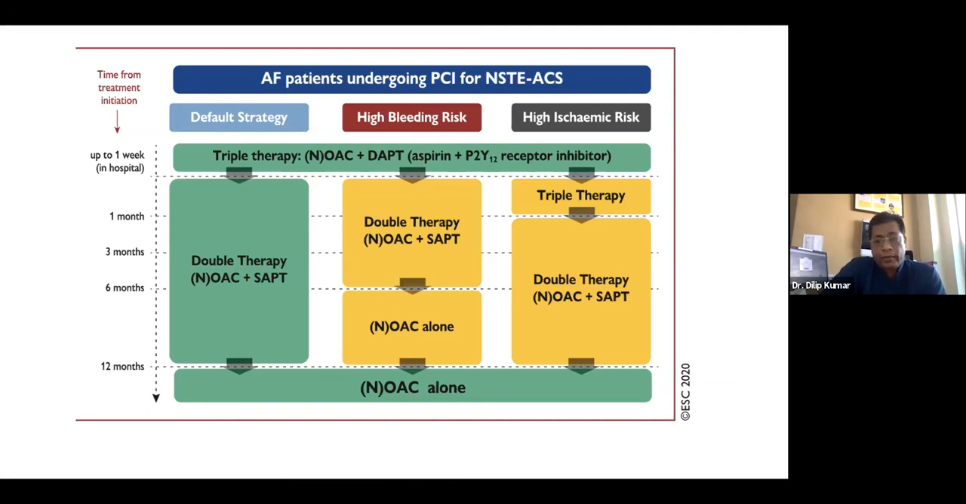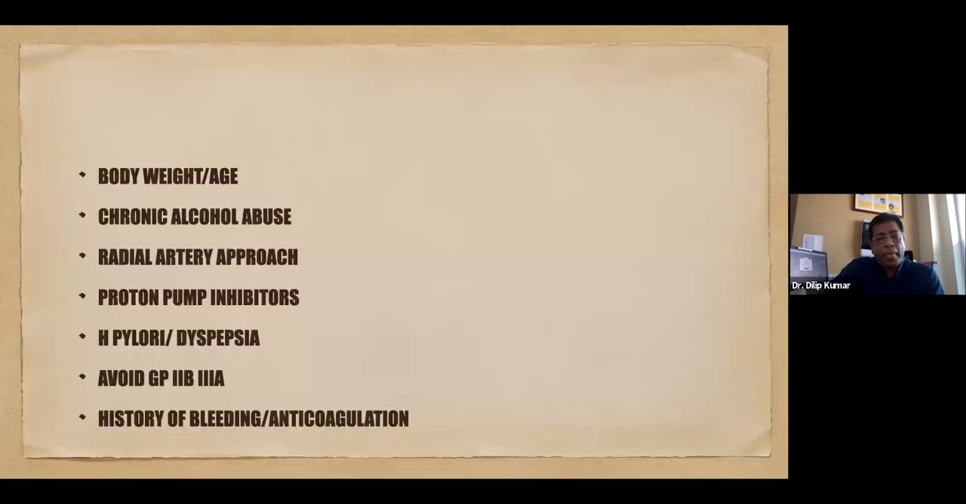And in their recent ESC 2020 guidelines, they now recommend that for patients undergoing PCI for acute coronary syndrome, triple therapy should be given for up to 1 week, followed by dual therapy, unless the patient has very high ischemic risk. If the patient has high ischemic risk, like the patient A we saw, we can extend the triple therapy to 1 month. But as a default strategy, 1 week of triple therapy should be the default for all patients.